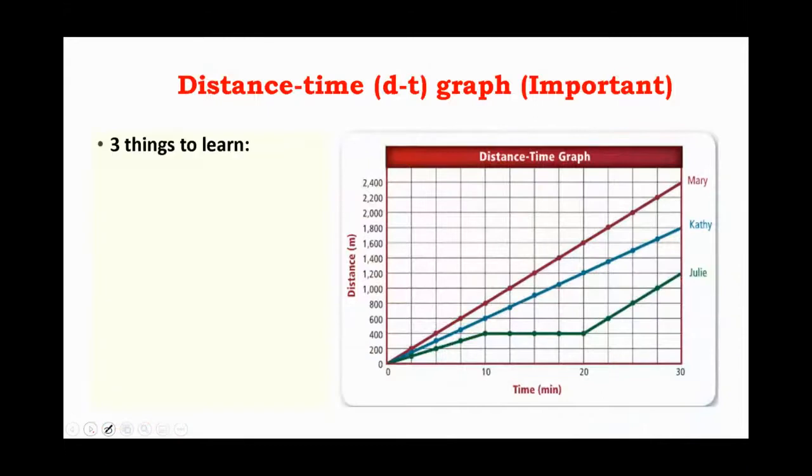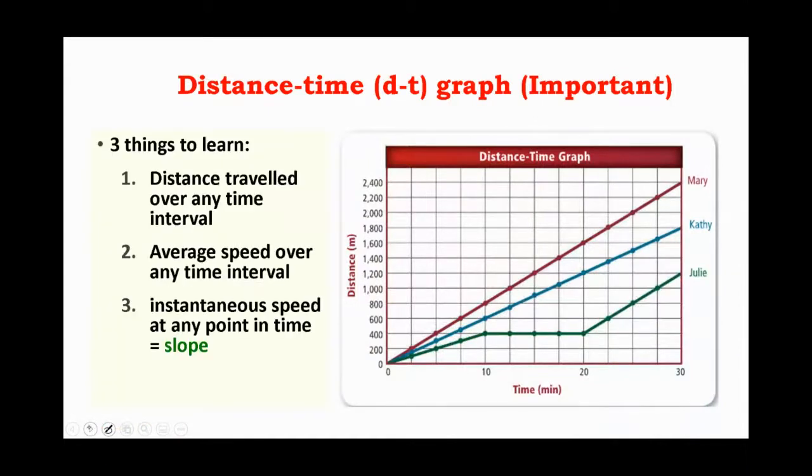Okay, thank you. The last thing today is we need to understand the meaning of the distance time graph, DT graph. It's a graph that has the distance recorded on the y-axis and the time on the x-axis. Here somebody is recording the motion of three runners, Mary, Kathy, and Julie. He records their distance in meters with their time in minutes, and plotted a graph for each one. This graph we call a distance time graph.